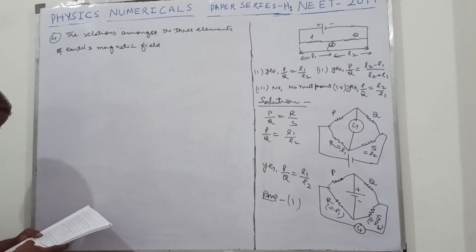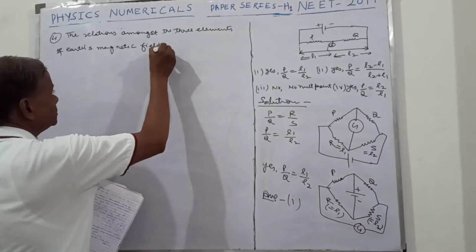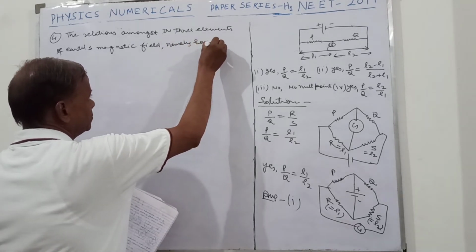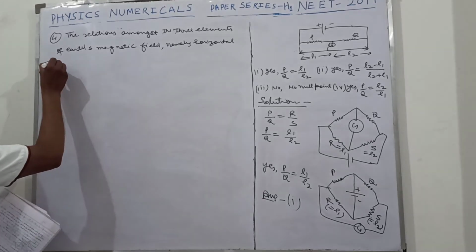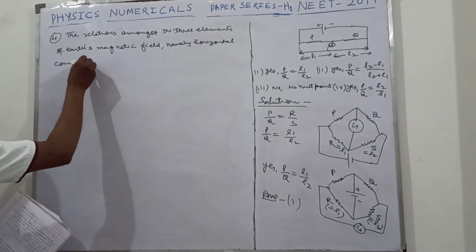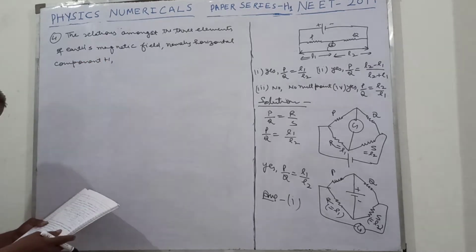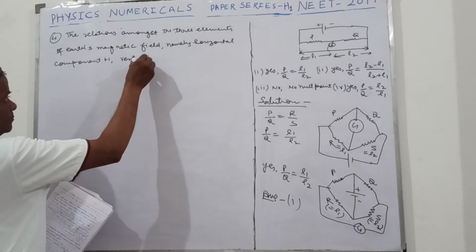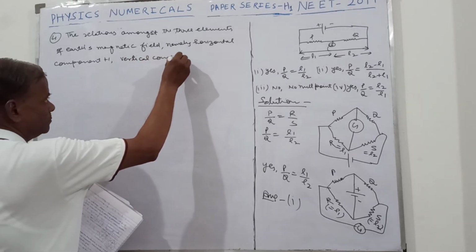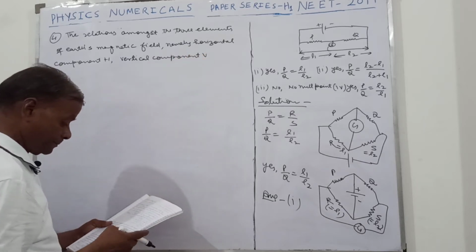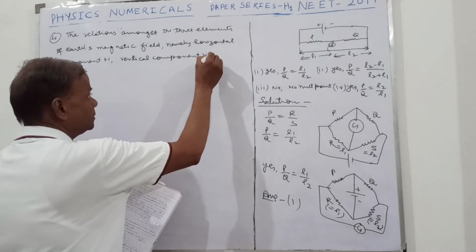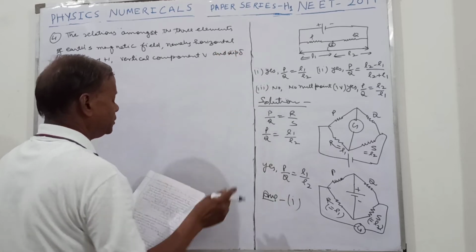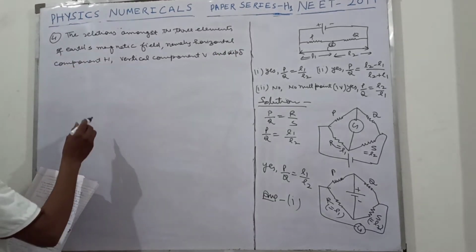Earth's magnetic field, namely horizontal component H, vertical component V, and dip delta.